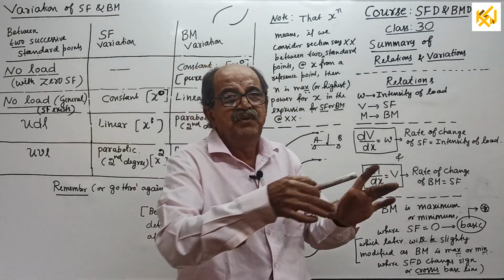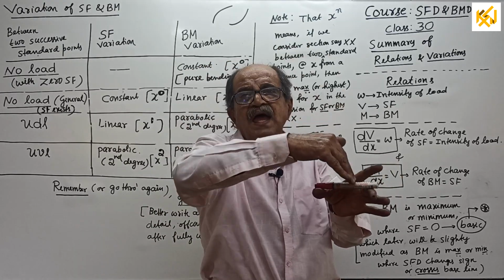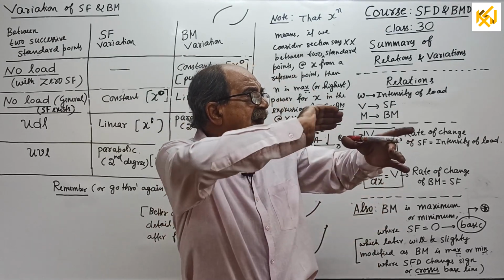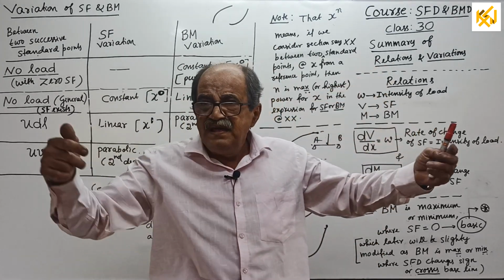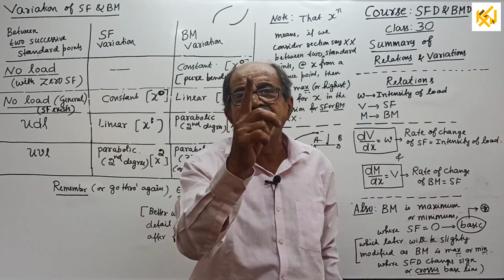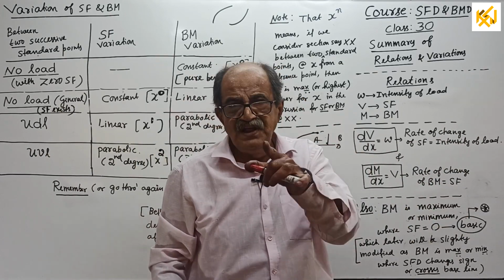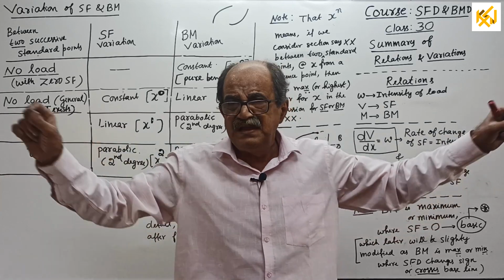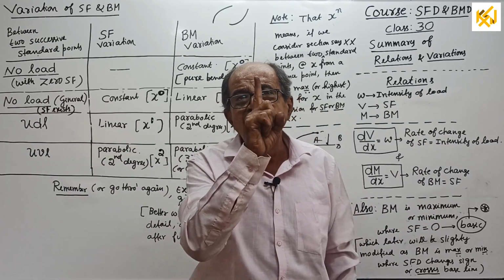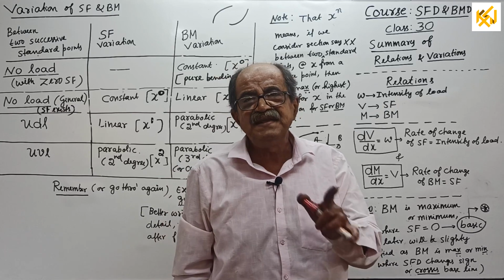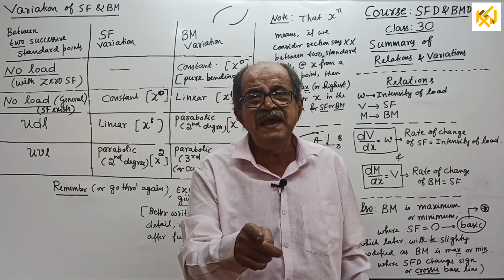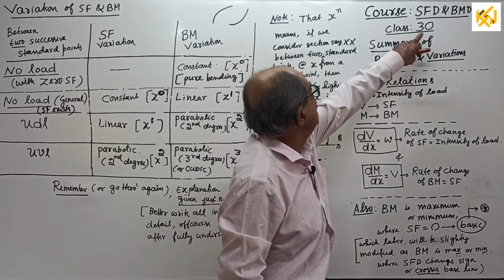Wherever there is a point load at an interior point, shear force twice. Wherever there is a couple in the interior portion, bending moment twice. I will give the reason also. And at the extreme ends, it need not be a support. At the extreme ends, only one calculation, and that calculation is valid for which cross section, I will explain and make clear in class 31.